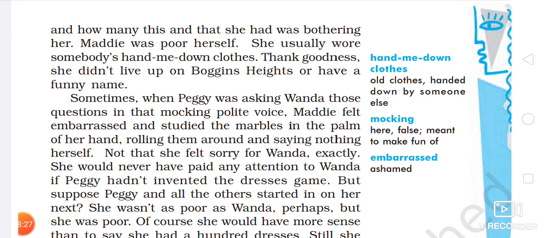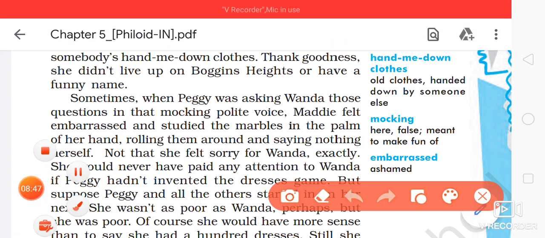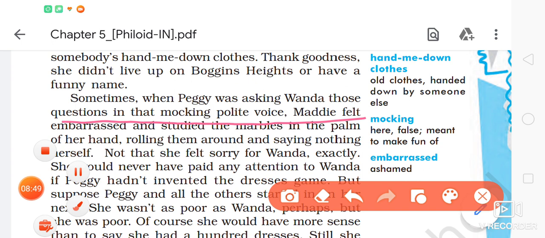And it was always Peggy who took the lead in teasing Wanda. Peggy would start the teasing, and her friend Maddie did sometimes feel that they were actually being cruel to Wanda. You can see in this line what was thought in her mind: Maddie every time felt embarrassed by those mocking polite voices and studied the marbles in the palm of her hand. She did not like the way her friend teased Wanda.